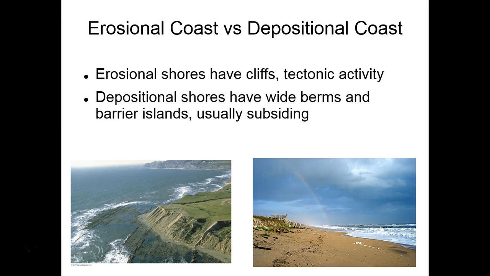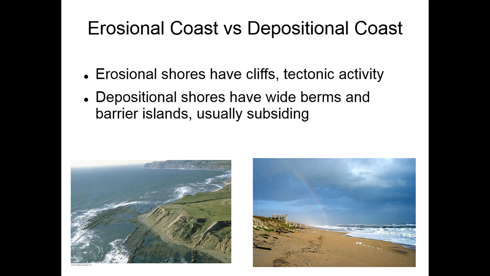So what we end up with are coasts that are termed either erosional coasts or depositional coasts. Erosional coasts mean that you have erosion dominating the environment, and in that scenario, you would have lots of cliffs. Lots of times those erosional shores have a lot of tectonic activity around them, right? We have fault lines or convergent zones just off the shore, that's actually causing the rise of the land or the subsidence of the land.